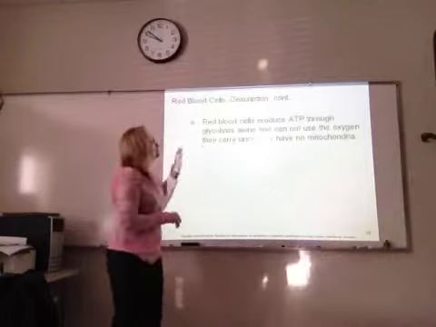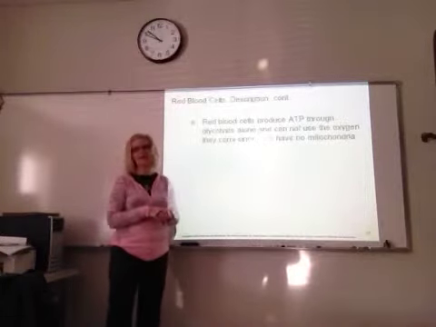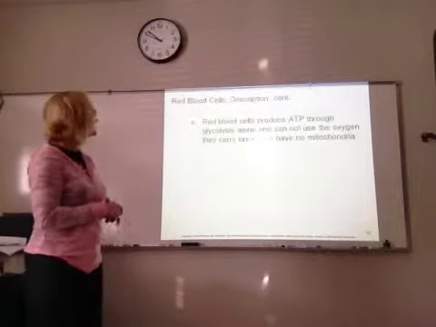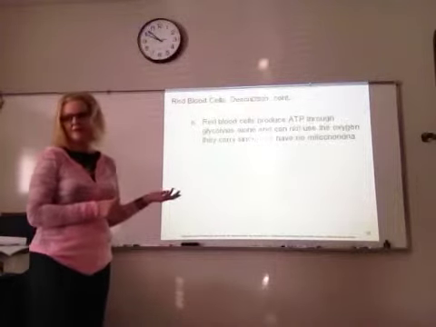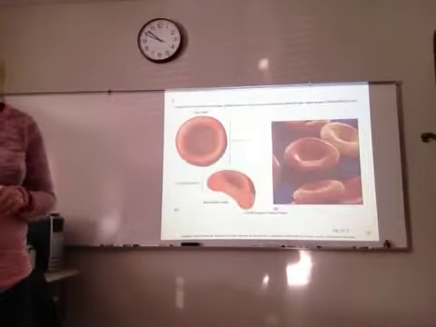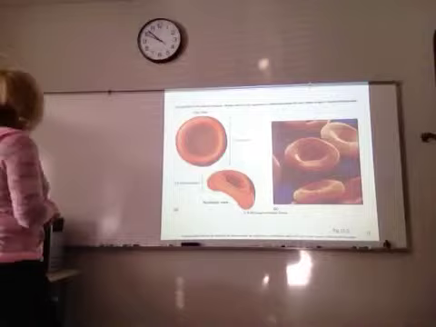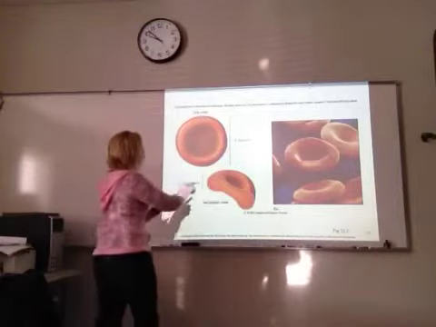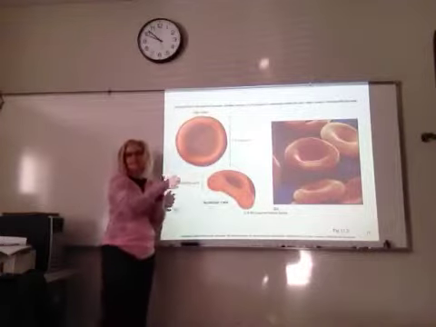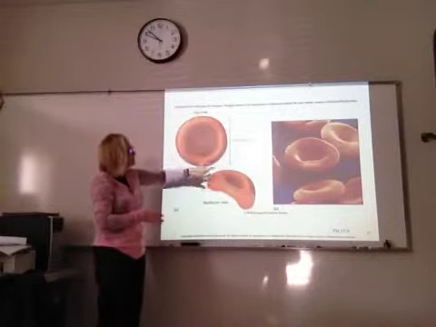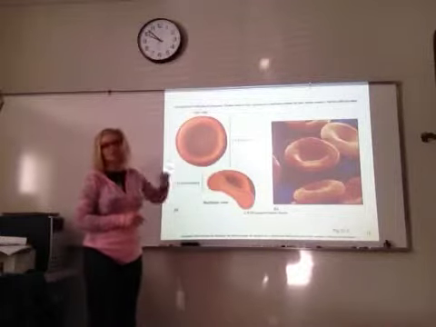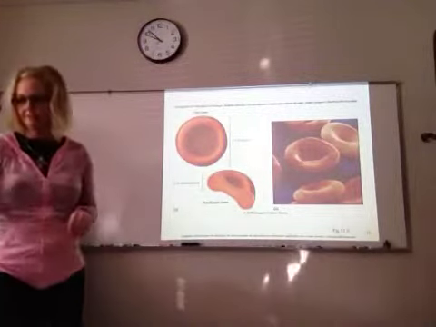Red blood cells can produce some ATP through glycolysis, and because they can't use the oxygen, they don't have any mitochondria. Not a huge amount of ATP. And there's an actual look at what they look like. So biconcave, they're called donut shaped because they are round and they sink in the middle. This would be an actual picture, under a microscope, of what your red blood cells would look like.